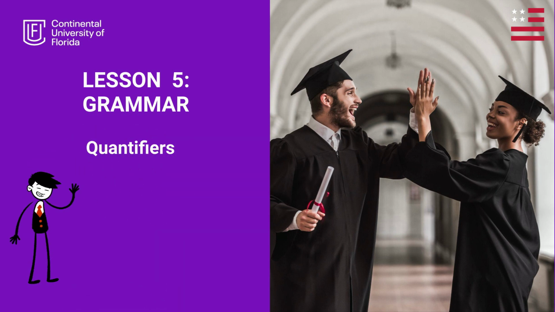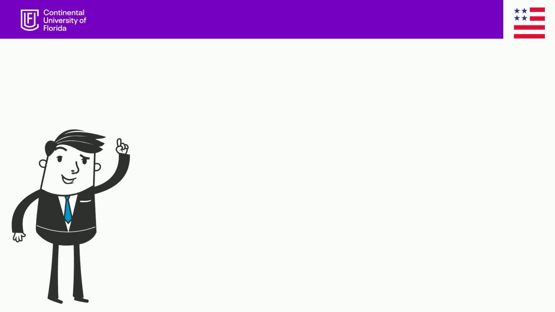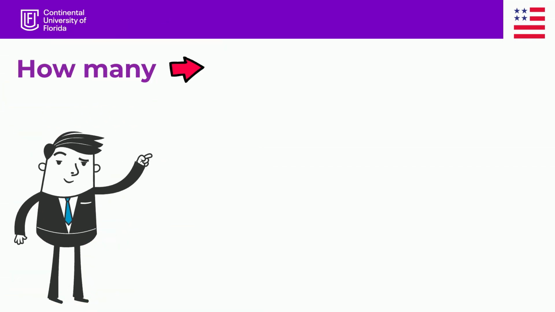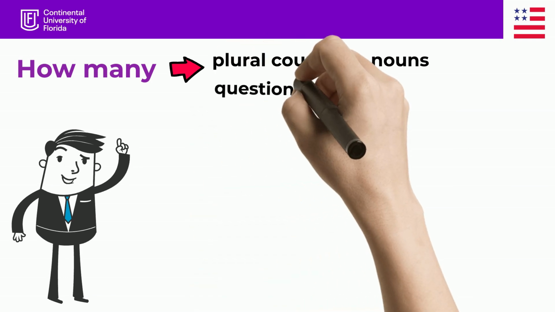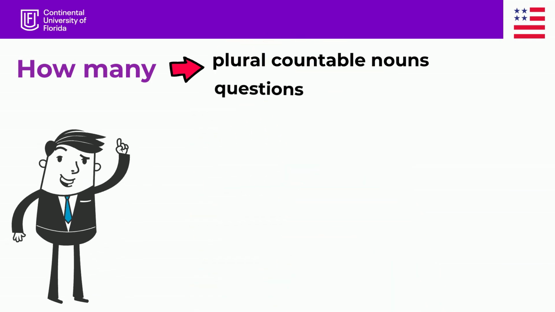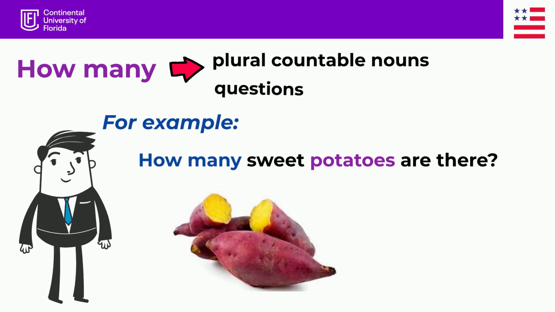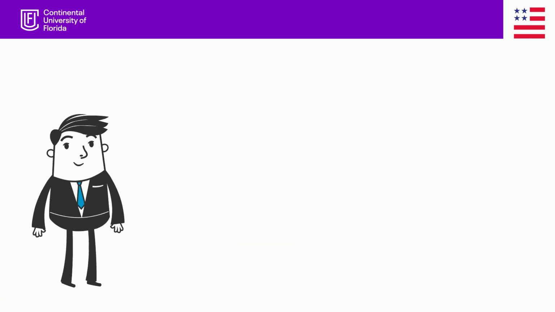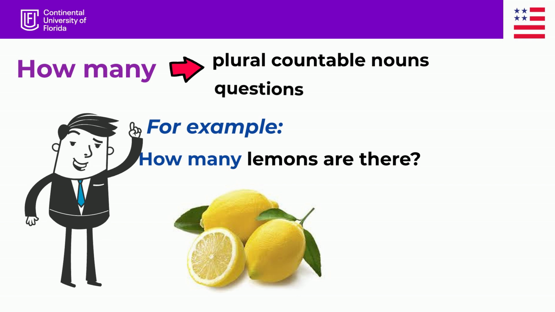This is lesson 5, quantifiers. We use how many with plural countable nouns. It is usual to use this in questions. For example, how many sweet potatoes are there? Here is another example. How many lemons are there?